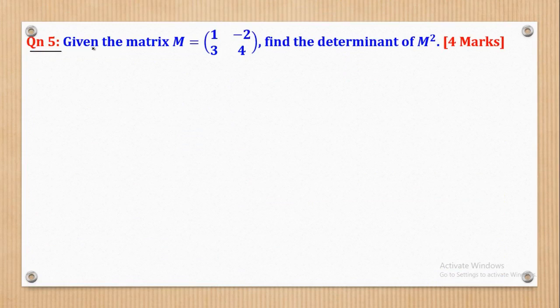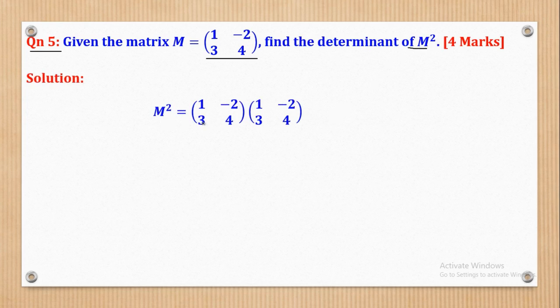So question 5 says that given the matrix M, which is 1, negative 2, 3, 4, find the determinant of M squared. Now M squared means M followed by M, so M multiplied by M. Therefore, M squared will be this multiplied by the very matrix. So next step is to multiply the two matrices. So remember, we multiply row by column.